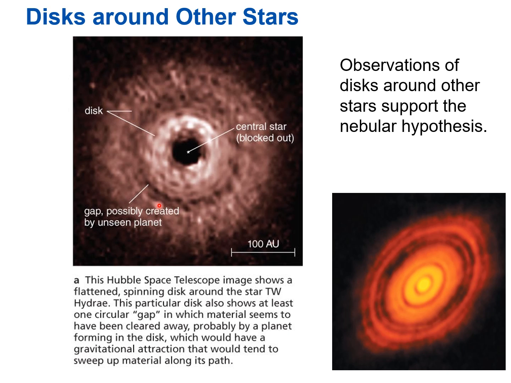This is a picture, the one up and to the left, from the Hubble Space Telescope. It shows a flattened spinning disk. And the gap that I pointed out, it says in the caption below, the gap in which material seems to have been cleared away, probably by a planet forming in the disk, which would have a gravitational attraction that would tend to sweep up material along its path.